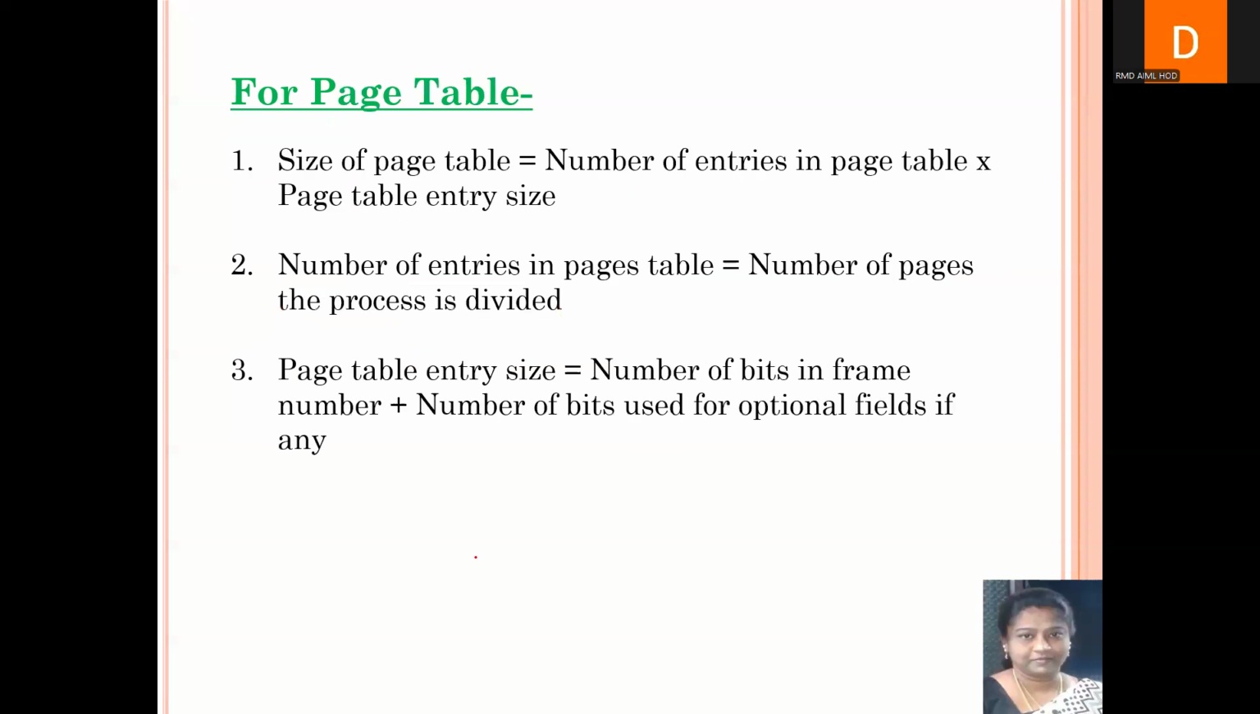Then the formulae with respect to the page table. The size of the page table is calculated by the number of entries in the page table into the page table entry size. How do we calculate the number of entries in the page table? That will be the number of pages the process is divided into. That is, if I am going to divide a process into 10 pages, then for that process, the page table will contain 10 entries. How will you calculate the page table entry size? It is the number of bits in the frame number plus the number of bits used for optional fields, if any. So these are the formulae to be remembered with respect to the page table.